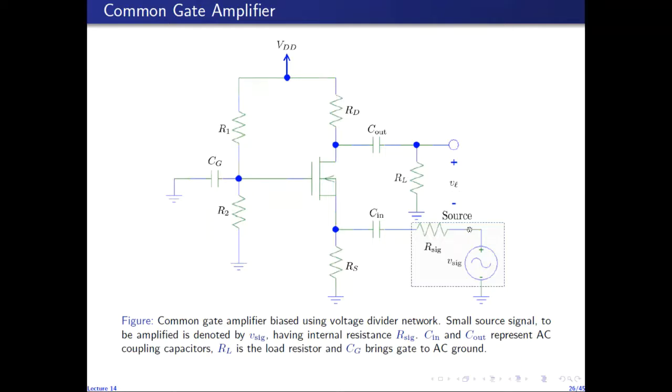We want the load voltage to be an amplified version of the source signal, and we want to avoid the DC currents and voltages whose purpose is only to set up the bias point for the circuit. We want to avoid those voltages from appearing at the output.